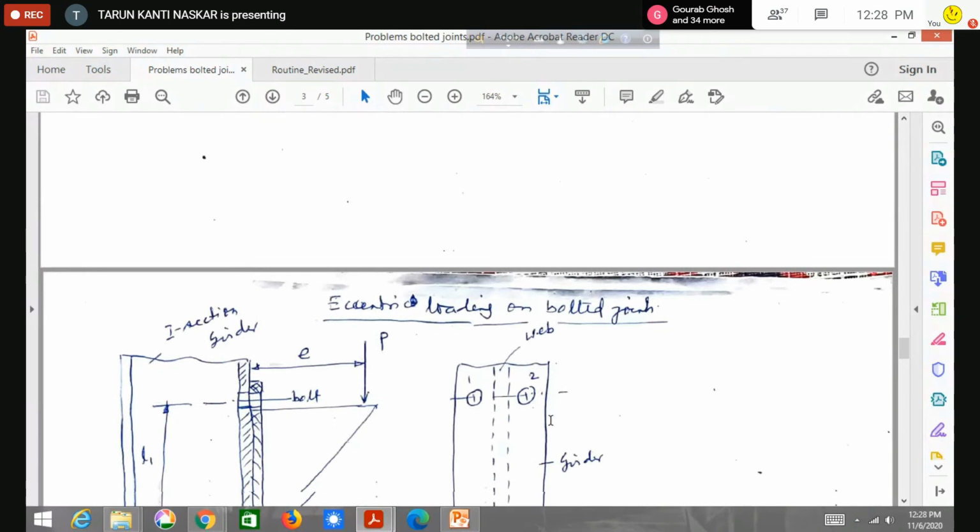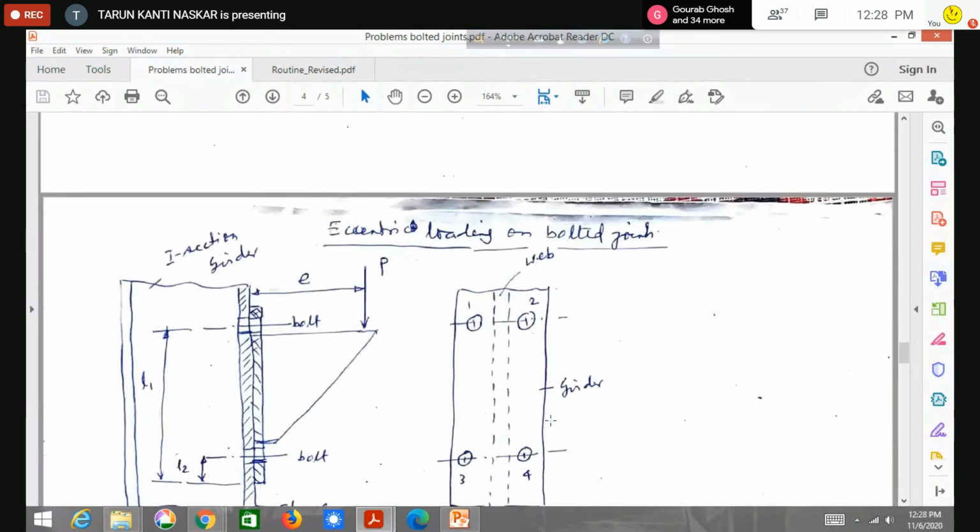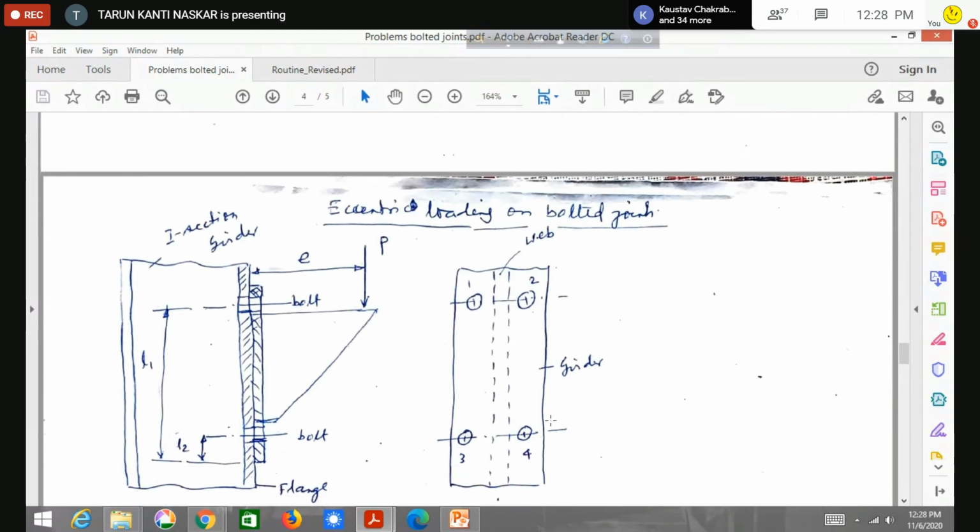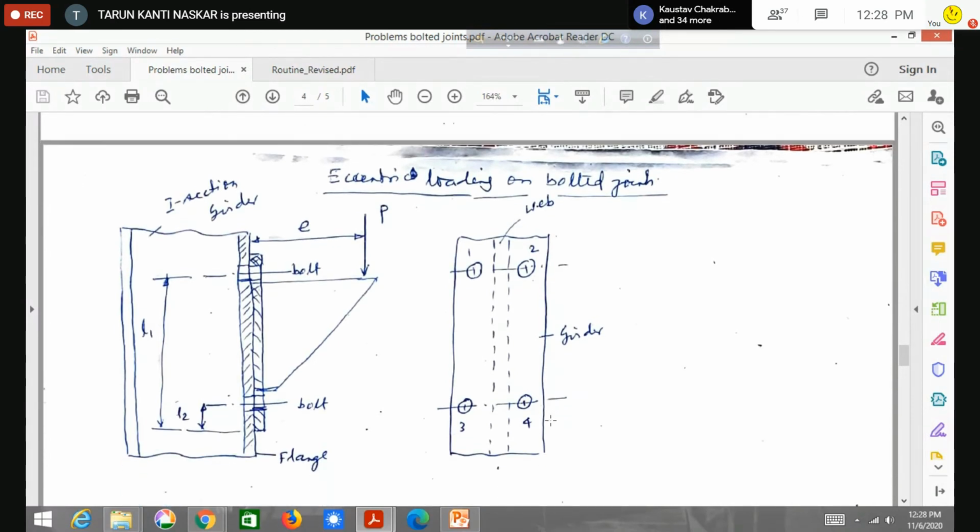Now another problem. Eccentric loading on bolted joint. Now the problem is there is an I section girder and there is a bracket like this. There is a bracket. The mouse is not working because it is already hot.